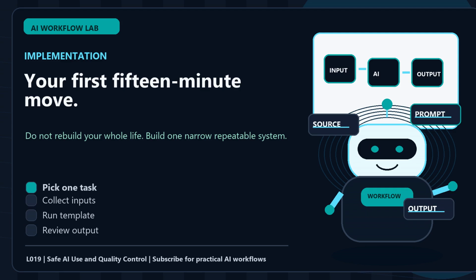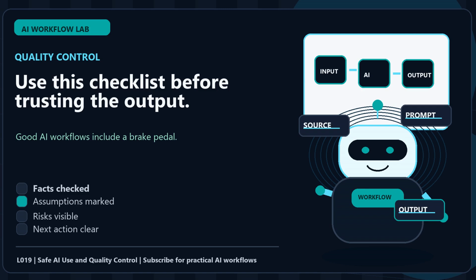Then write the job description, the scoring rule, and the output template. Run the workflow once. Review it. Fix one rule. Run it again. That is enough for day 1. The goal is not to build a giant system immediately. The goal is to prove that one narrow workflow can create a reliable before and after.